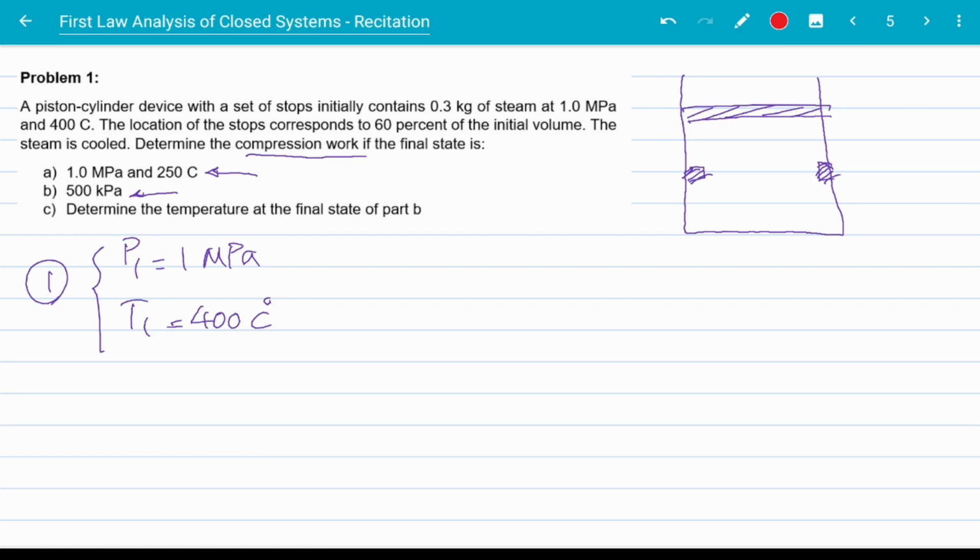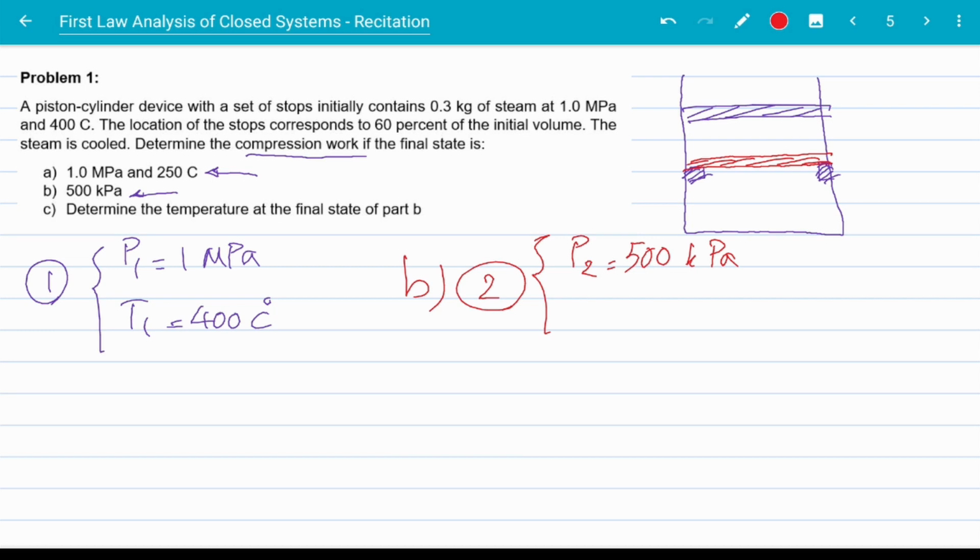Okay, for part B, the problem says that our final state has a pressure of 500 kilopascals. And it doesn't say anything else. So what does it mean? We discussed earlier that if the piston is allowed to go down freely, then the process will be constant pressure. Now that the pressure has dropped, it means that the piston has reached the stops. As in, the piston cannot go lower anymore, so the pressure is dropping.